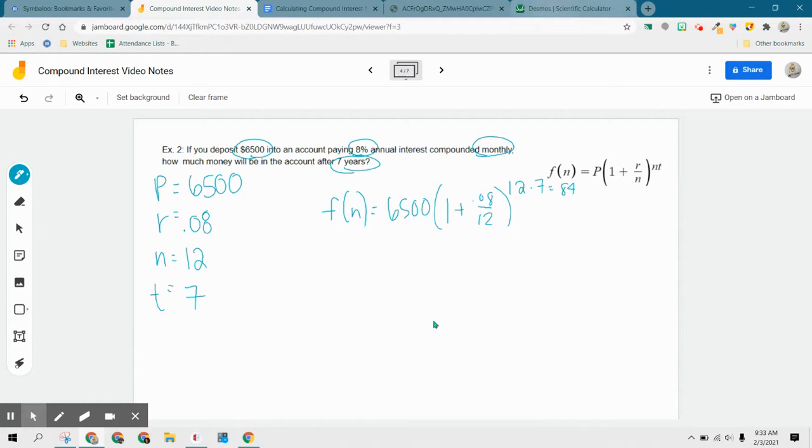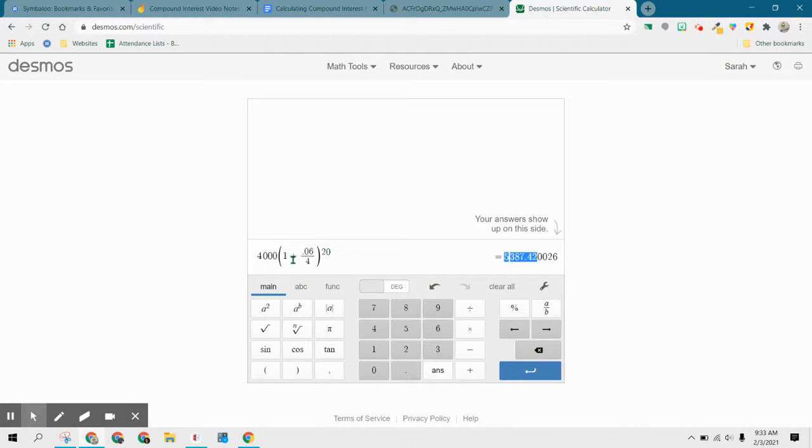All right, I'm going to move over to my scientific calculator and type in my entire formula so I can get the value of this account, how much money will be in the account. All right, so I'm going to, oops. I don't know why that didn't work. Let's try again. There we go. All right, so I'll clear.